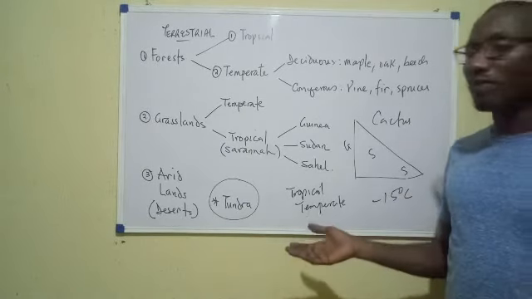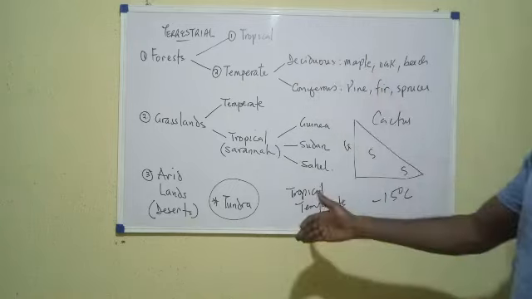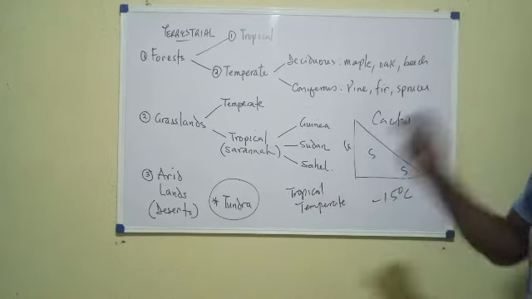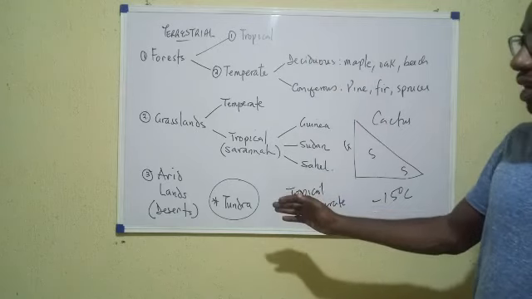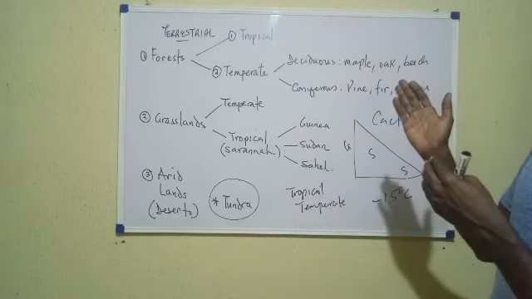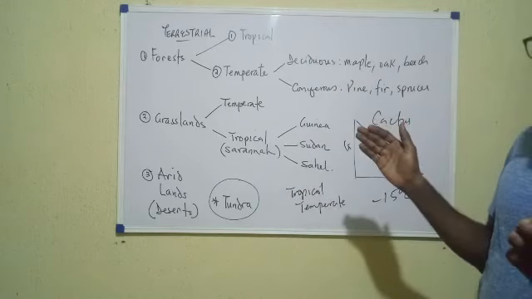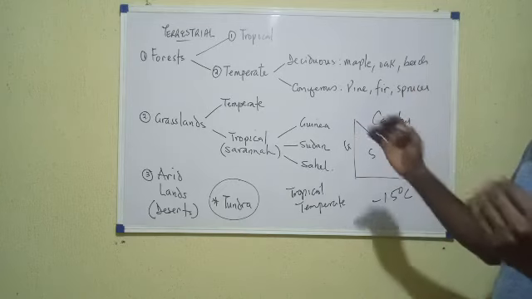So by way of summary, we've seen terrestrial habitats, three forms: forest, grasslands, and arid lands. And in each case, we have tropical and temperate. Which one is warmer or hotter? Yes, tropical. So temperate is colder.